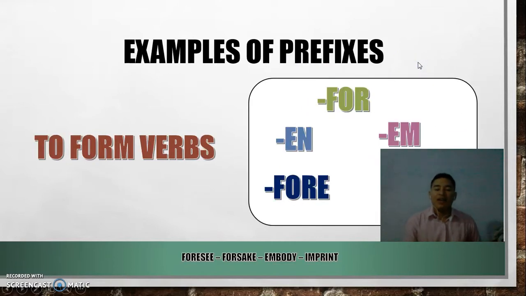On the other hand, let's take a look at some prefixes. In this case, prefixes are used for verbs. We've got the words foresee, forsake, embody, imprint. They're clear examples of verbs. As you can see, we've got the verb see. By using this prefix fore, we got another word, foresee. We've got sake. By using for, you get forsake, embody, imprint. They're all placed at the beginning of the word.